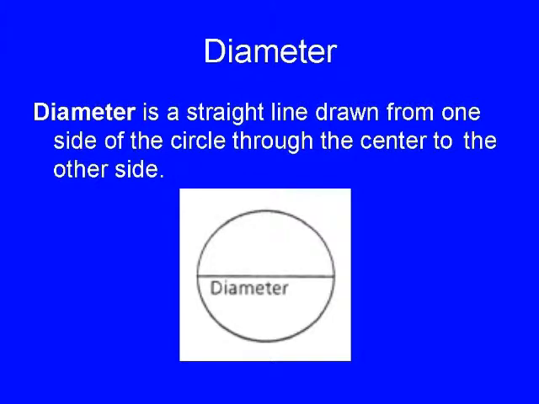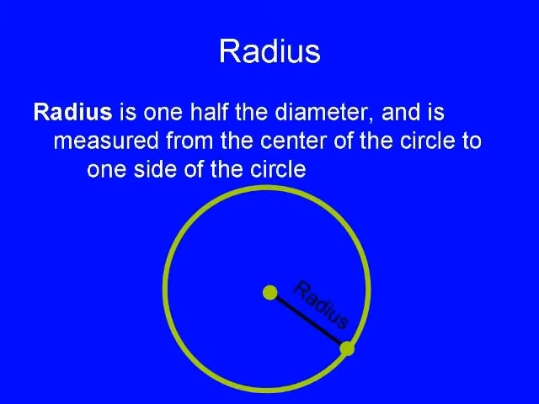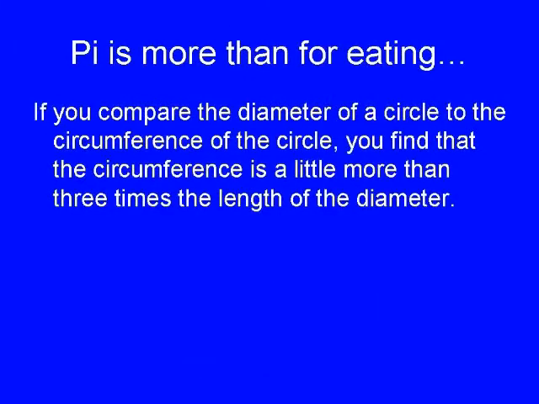As mentioned, the diameter is a straight line drawn from one side of the circle to the other. Radius is half the diameter and is measured from the center of the circle to one side of the circle. Pi is more than for eating. If you compare the diameter of a circle to the circumference of the circle, you will find the circumference is a little more than 3 times the diameter.